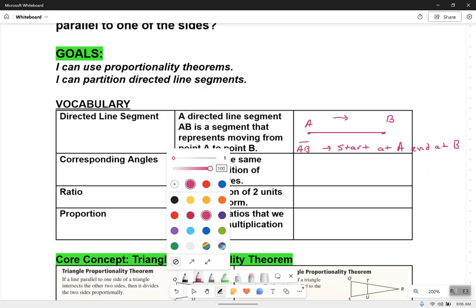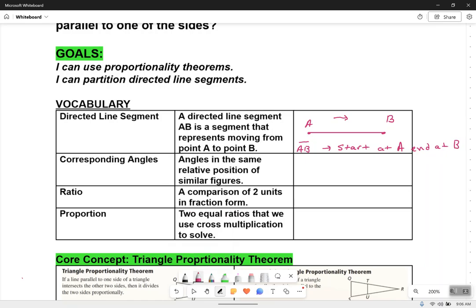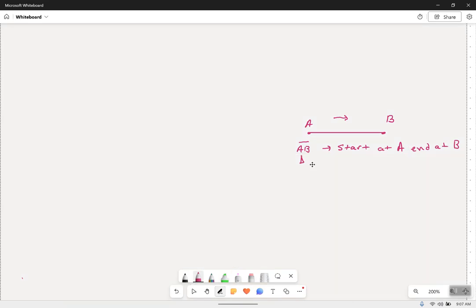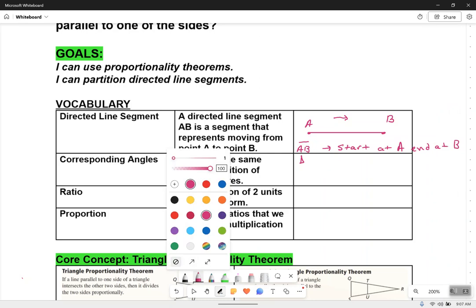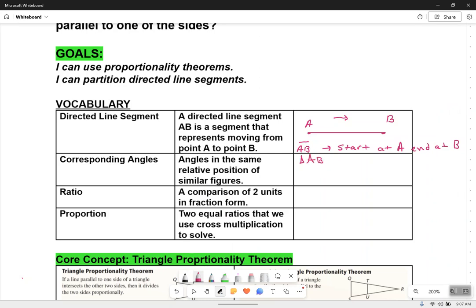So the next part then will be talking about corresponding angles. You guys know a lot about corresponding angles. If I read this definition, we'll do an example here, but it says corresponding angles are angles in the same relative position of a similar figure. You guys have looked at a lot of that. I don't think I need to talk about that, but I also want to just mention to you guys that if I say something like this, if I say triangle ABC is similar to triangle UHS, okay?